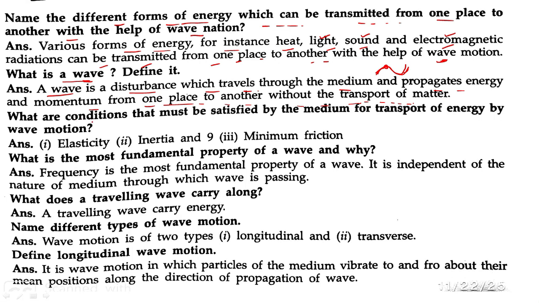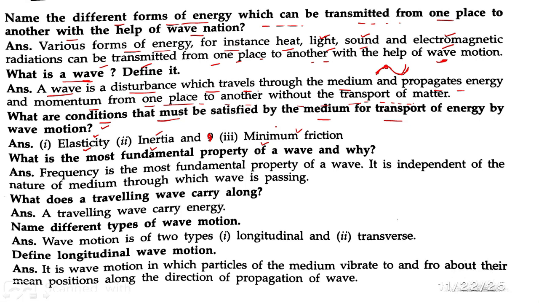Okay, next question. What are the conditions that must be satisfied by the medium for transport of energy by wave motion? The medium should have elasticity, inertia, and minimum friction. Inertia should be there, elasticity should be there, and minimum friction should be there. So these are the three conditions that must be satisfied by the medium for transport of energy by wave motion.